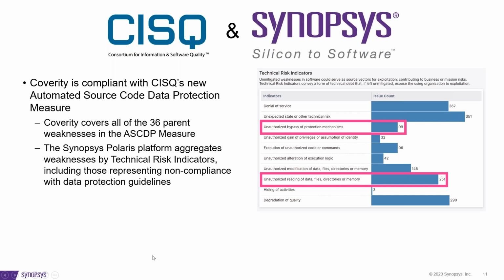Now, on the right hand of the screen, I've also highlighted part of our user interface, which is where we organize weaknesses by the CWE technical risk indicators, which our customers really appreciate because it allows them to see in just really plain English, what would the impact be if one of these weaknesses were to be exploited. And so things like unauthorized reading of files, directories, and memory, right? This is squarely in the realm of the automated source code data protection measures. And you'll see the actual interface in a few minutes when we get to the demo.